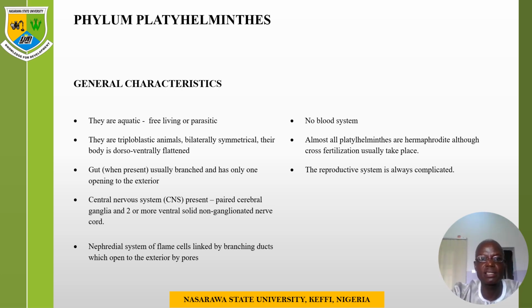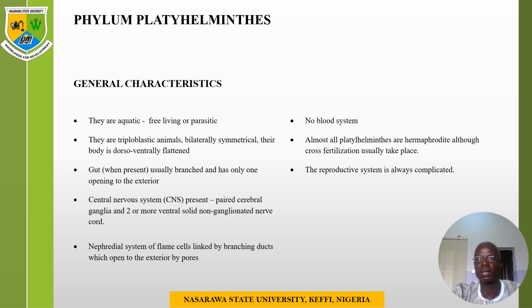The gut, when present, is usually branched and has one opening to the exterior. They have a central nervous system. They have paired cerebral ganglia and two or more ventral solid non-ganglionic nerve cords. Nephridial system of flame cells linked by branching ducts which open to the exterior by pores. They have no blood system.